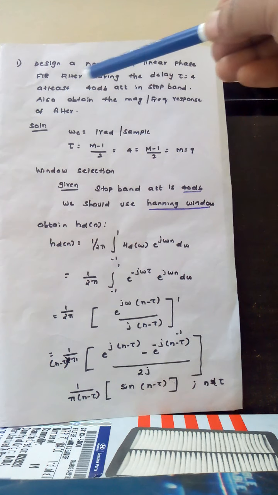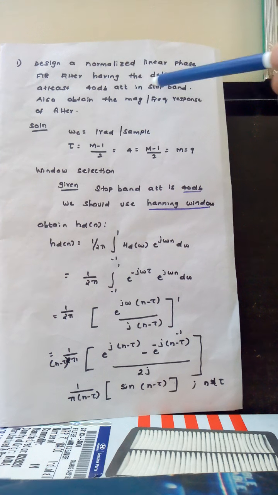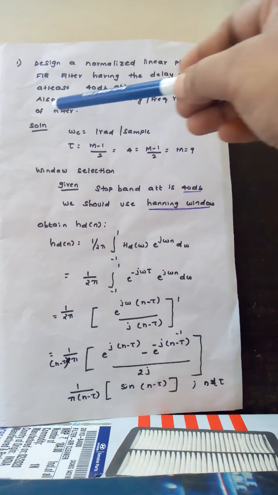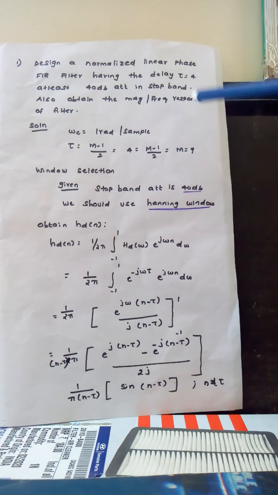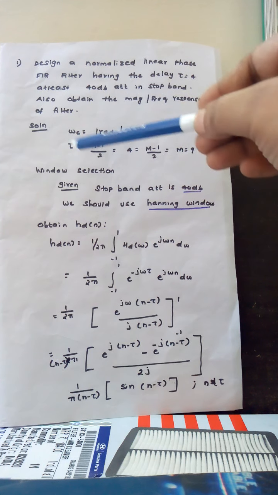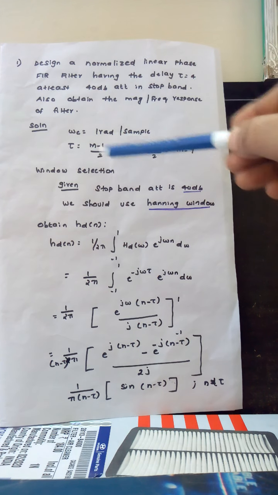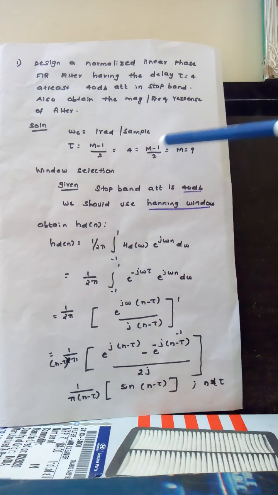Next one, design a normalized linear phase FIR filter having the delay tau equal to 4, at least 40 decibel attenuation in stop band, and also obtain the magnitude and frequency response of the filter. They have given that tau is nothing but (M minus 1) by 2. So tau they have given as 4. From this we find that M equals 9.